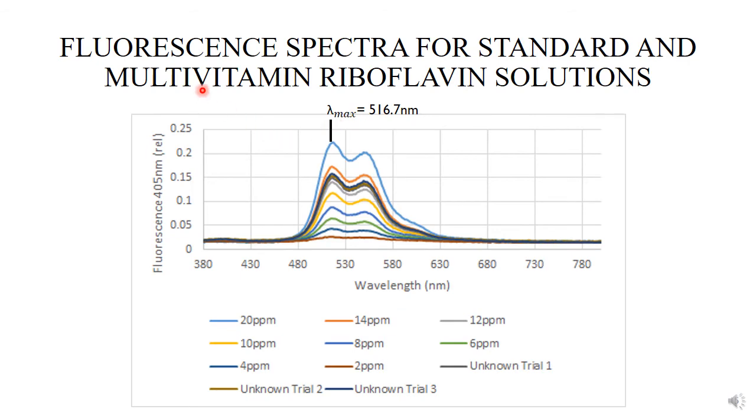Next, the fluorescence spectra was taken at the excitation wavelength 405 nanometers for all of the 8 standard solutions that were prepared, plus the unknown solution. Lambda max was chosen to be the wavelength at which the solution of greatest concentration has the greatest fluorescence intensity. In this case, the 20 parts per million solution has the greatest fluorescence intensity at 516.7 nanometers.